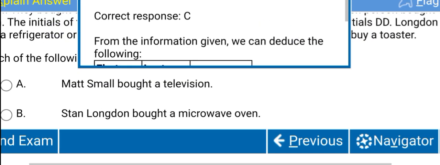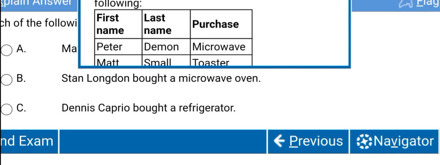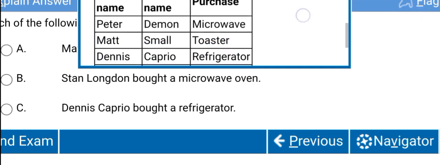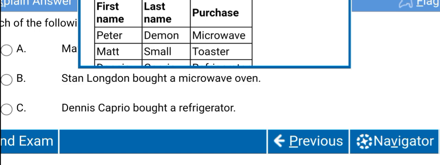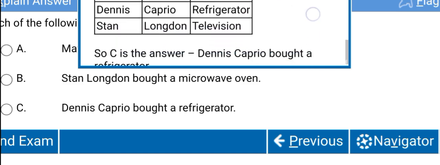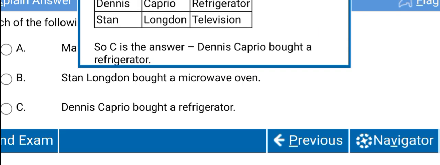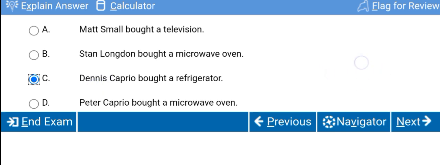So the correct response is option C. From the information given we can deduce the following: first name Peter, last name Demon. So these have first name, last name and purchases. So Peter Demon purchased microwave and Matt Small purchased toaster. Dennis Caprio purchased refrigerator and Stan Longdon purchased television. So that's why the correct option is C, that Dennis Caprio bought a refrigerator. This one is the right option.